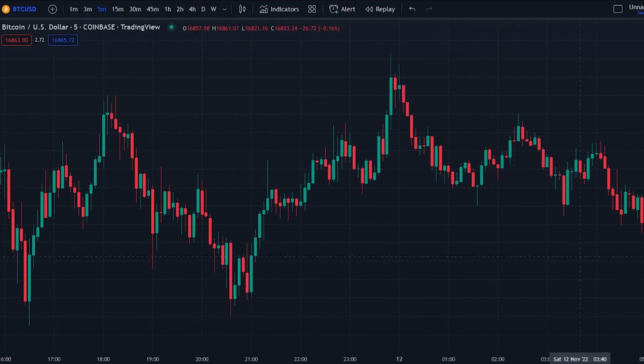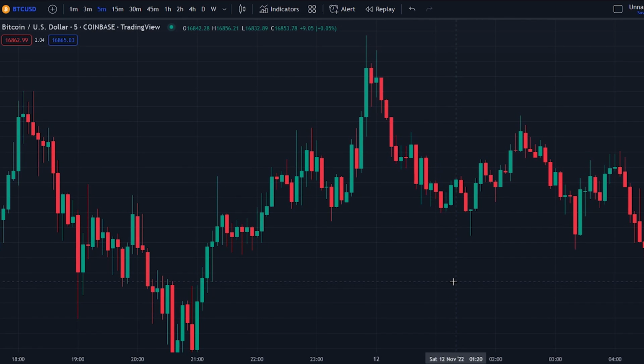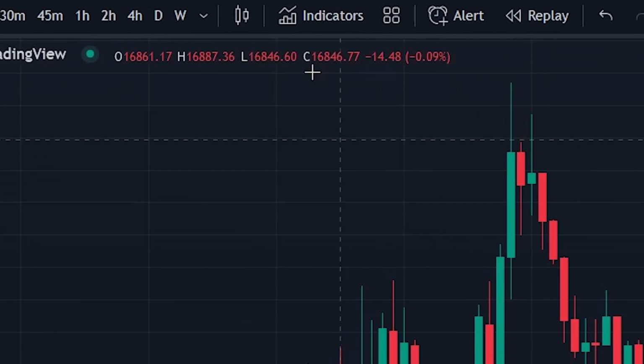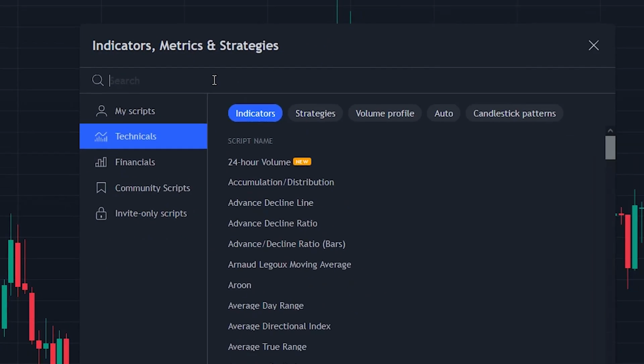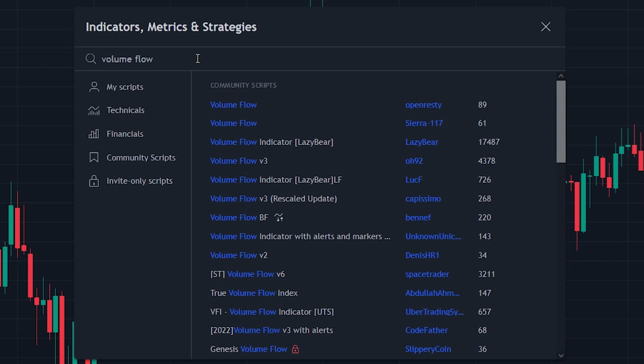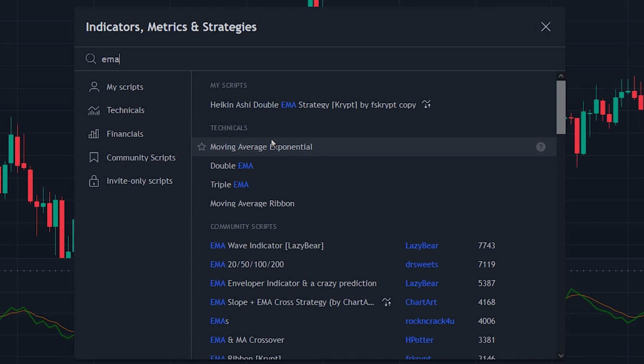In third place, we have a simple but very powerful volume indicator that can be used to identify trend switches in the market. Let's add this indicator to the chart. Head over to the Indicator Search tab and search for the Volume Flow Indicator. Select the indicator made by Lazy Bear and add it to the chart. We will also search for the EMA indicator and add it to the chart so that we can showcase a simple strategy with the Volume Flow Indicator.